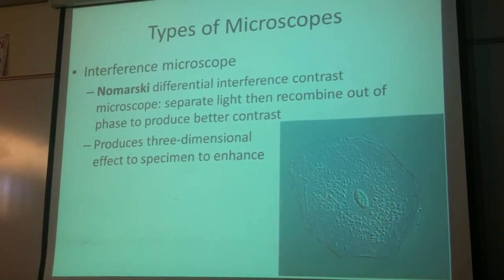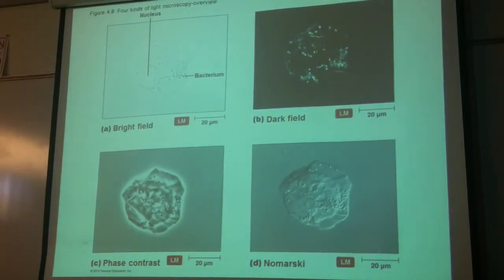So, the 4 basic types we just talked about. Bright field. So here we're looking at a nucleus versus bacterium. You look at it in dark field. Phase contrast, you see how you start seeing more, and then even more when you see that Nomarski. So it depends on what you're looking at, what kind of microscopy you should be using. Okay. That makes sense?